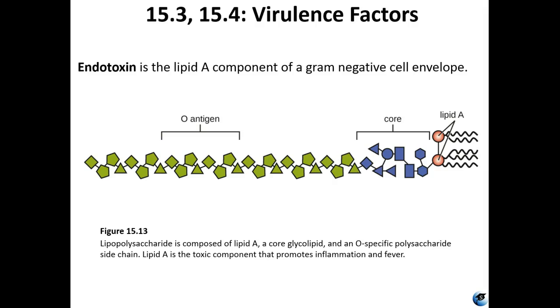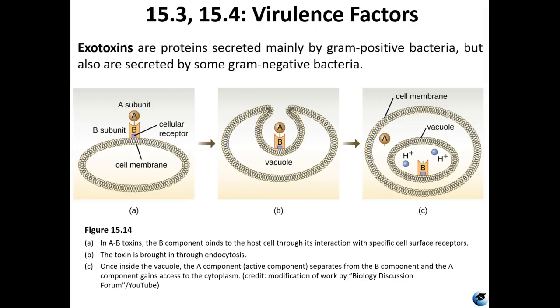Exotoxins are proteins that are secreted mainly by gram-positive bacteria. So endotoxin, gram-negative. Exotoxin, gram-positive. They are secreted by some gram-negative bacteria, but they're usually associated with gram-positive bacteria. This is figure 15.14, showing an A-B toxin. The B component binds to the host cell through its interaction with specific cell surface receptors. The toxin is brought in through endocytosis, and once it's inside of a vacuole, the A component separates from the B component, and the A component gains access to the cytoplasm.